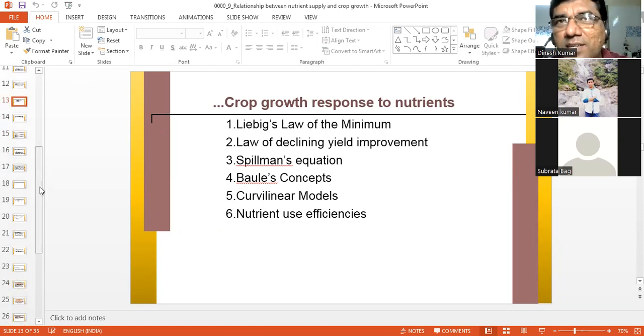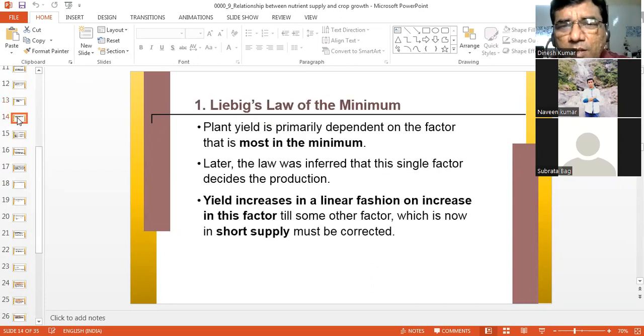If you have 1 kg nitrogen, how much is the change in the yield? So these nutrient use efficiencies are also important tools in telling us the response of nutrients to growth or yield. If I say growth here, it also includes yield; the meaning includes both growth and yield. Plant yield is primarily dependent on the factor that is most in the minimum. So it was said by Liebig's law of minimum.